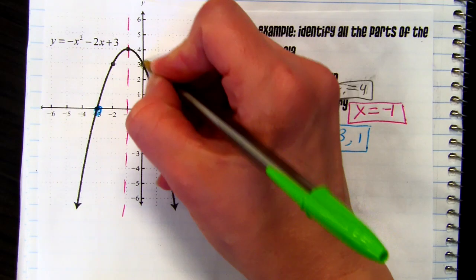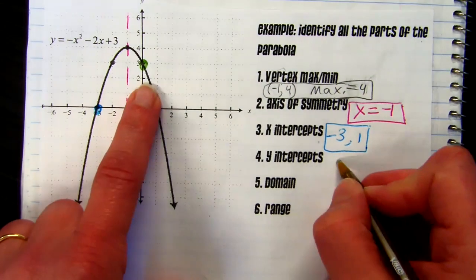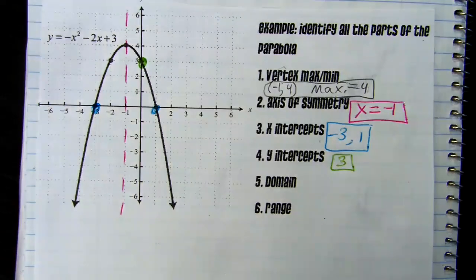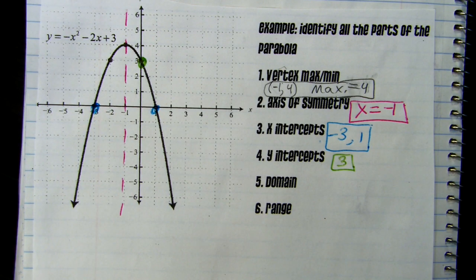Okay, what is my y-intercept? It's 3 right here. So I'll make that green, and I'm going to say that it is +3.